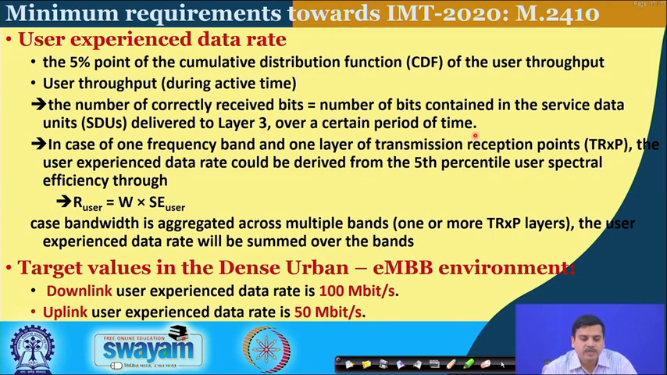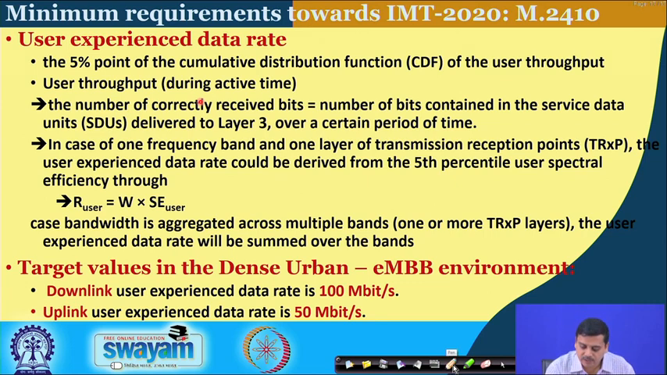Okay. So, what it effectively means is that again we are talking about the number of correctly received bits. Essentially we can say that the number of bits that can be sent, and one can assume that these bits are received error free, and so you can calculate the user's throughput, and then you would find the 5 percentile point on the cumulative distribution function of the user throughput during the active time. So, if you would collect all possible data rates that are achievable by the user and then plot the cumulative distribution function and then take the 5 percentile point.